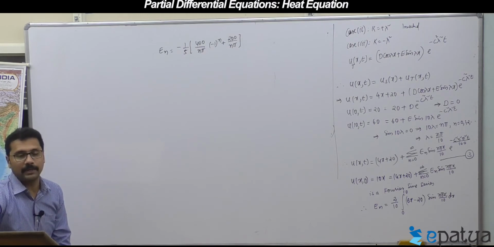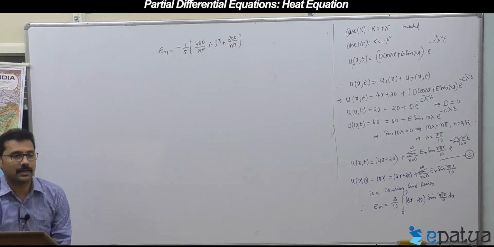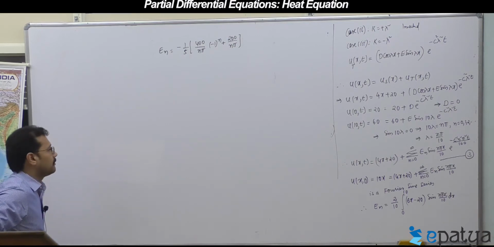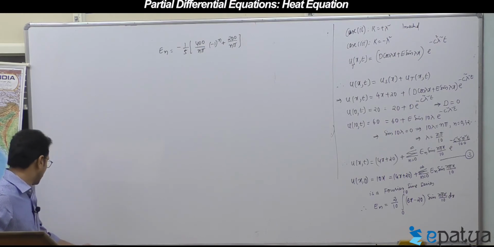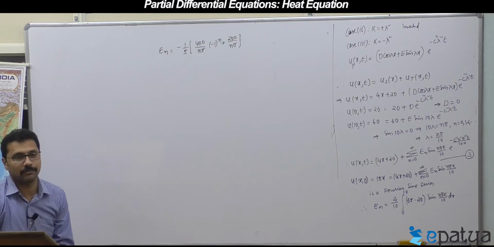The end B is suddenly reduced to 0 degree centigrade and maintained at 0 degree centigrade. Find u of x comma t.